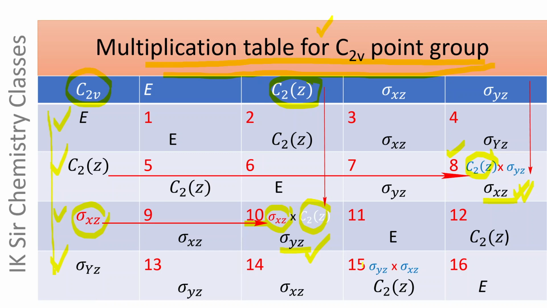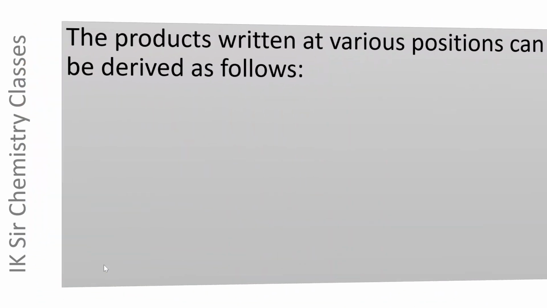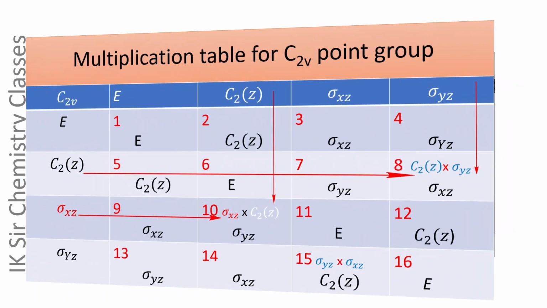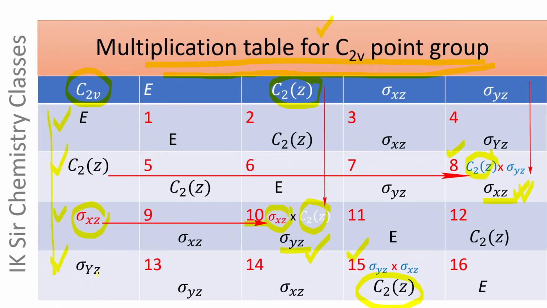There is another position, 15, whose entry is C2z. It is the product of symmetry operations sigma yz, which comes from here, and sigma xz, which comes from here. Sigma yz into sigma xz is equal to C2z.